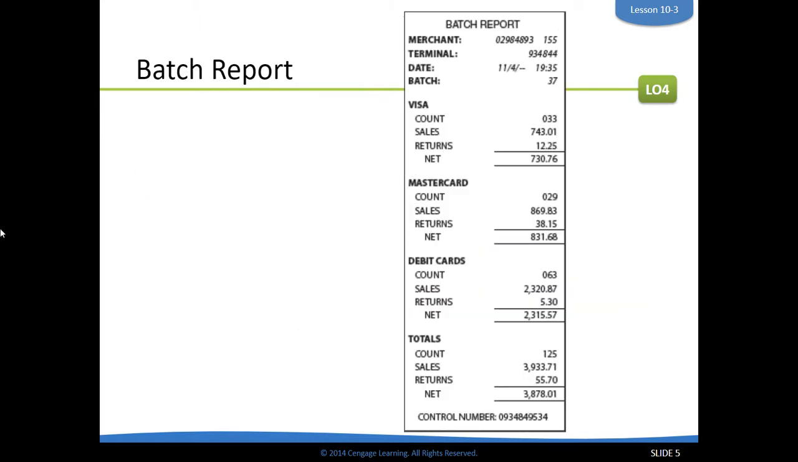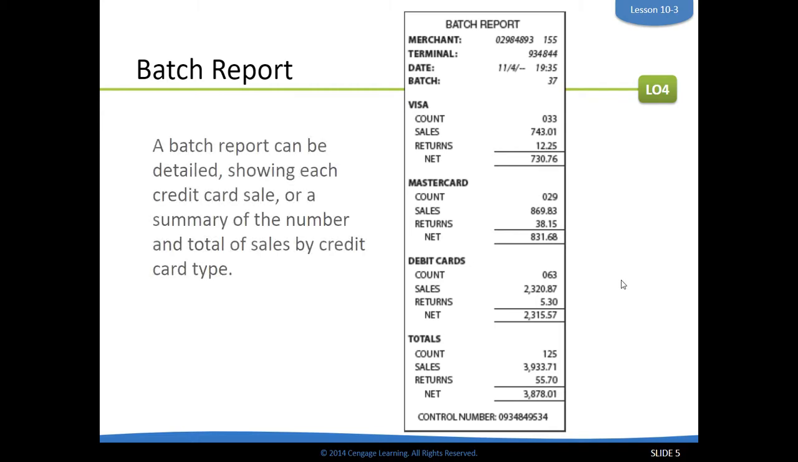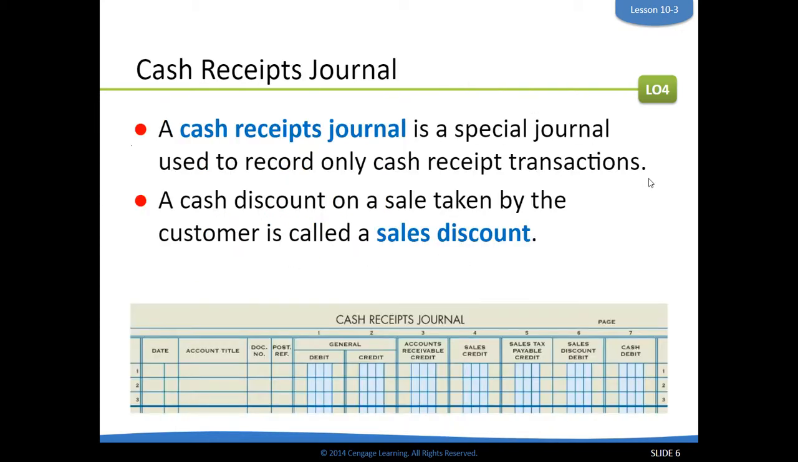This is a look at the batch report. It's a little different from the terminal summary, but it has the number of Visa sales, the number of MasterCard sales, debit card sales, and the totals. So again, a batch report can be detailed, showing each credit card sale, or like this, a summary of the number and total of sales by credit card type.